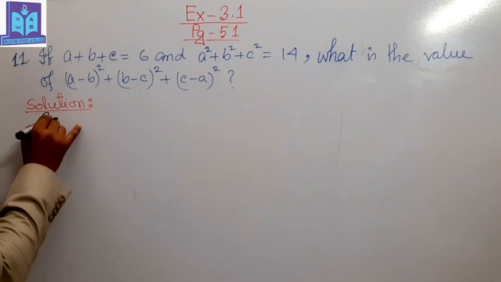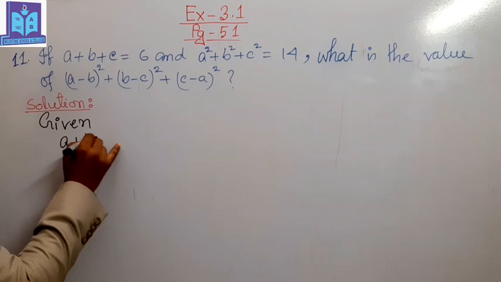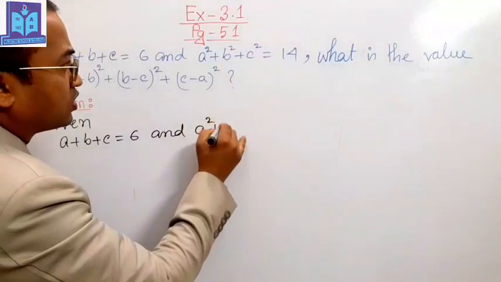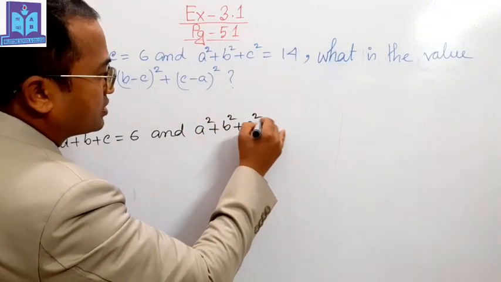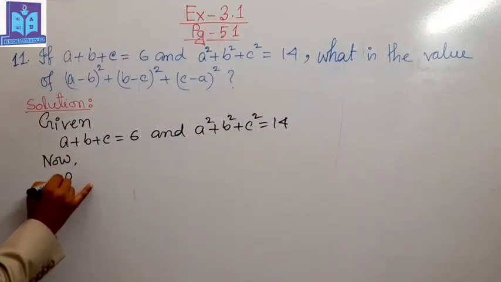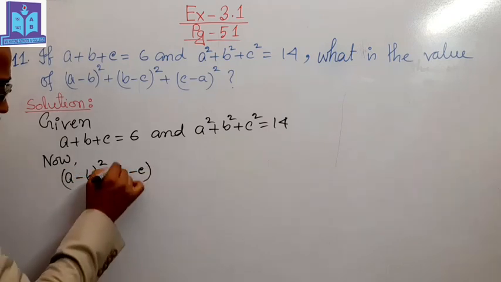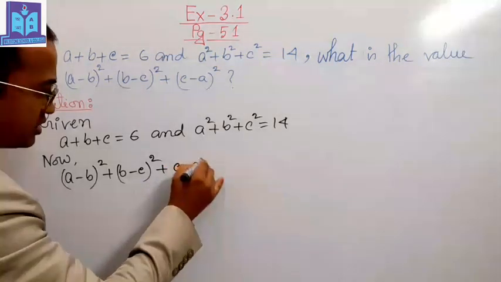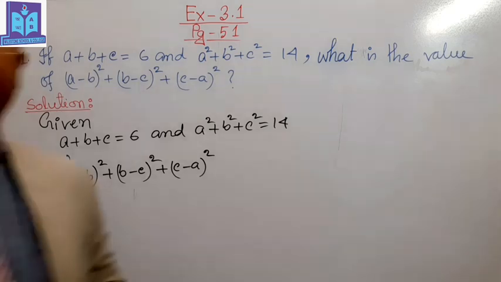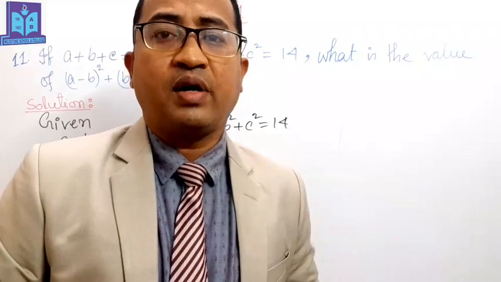Given a plus b plus c is equal to 6 and a square plus b square plus c square equal to 14. Now we need to find a minus b whole square plus b minus c whole square plus c minus a whole square. At first, we will write the formula of a minus b whole square, b minus c whole square and c minus a whole square.